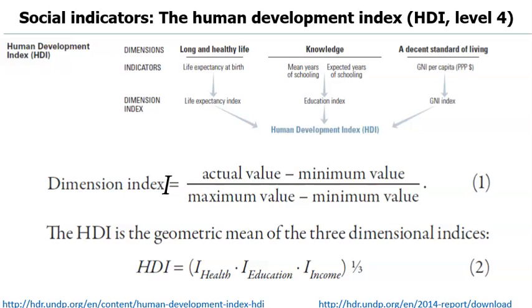Knowledge is a very important dimension of human well-being as well, so we have an education index. That's the second component. And the third one is a decent standard of living, here measured by gross national income, so an income index. And we put those 3 indices together by first normalizing them, shown here in equation 1, to get a dimension index, and then calculating the geometric mean between the 3 indices. So this is how the Human Development Index is defined, as a way of weighing together these major social performance indicators: national income per person, education index, and also life expectancy.